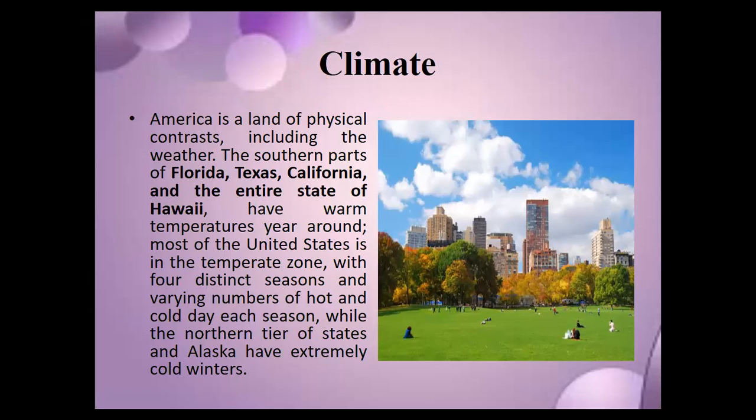Climate. America is a land of physical contrasts, including the weather. The southern parts of Florida, Texas, California, and the entire state of Hawaii have warm temperatures year-round. Most of the United States is in the temperate zone, with 4 distinct seasons and varying numbers of hot and cold days each season, while the northern tier of states and Alaska have extremely cold winters.